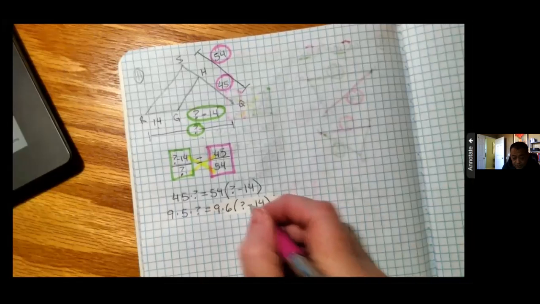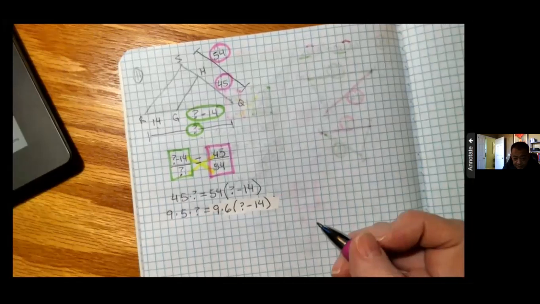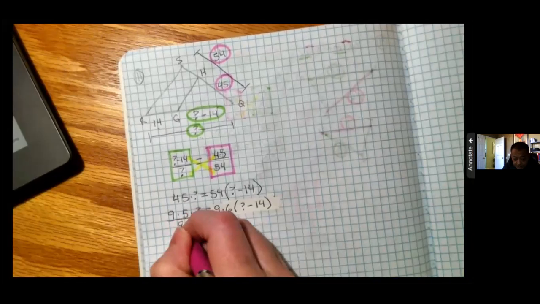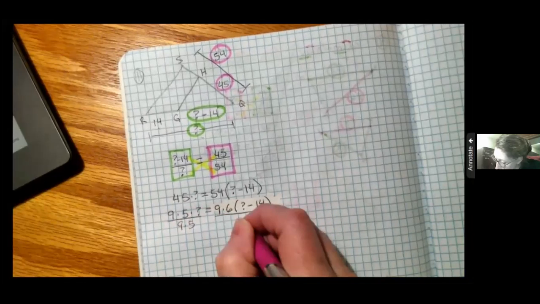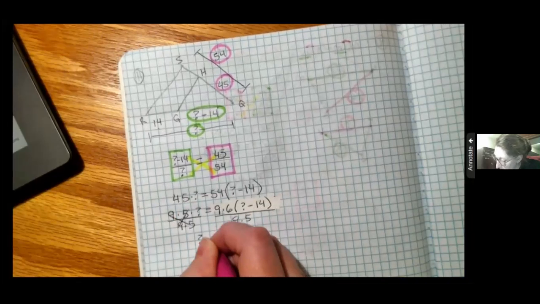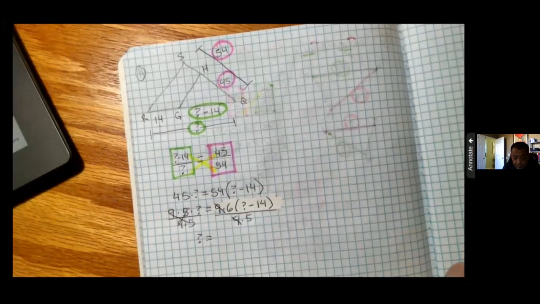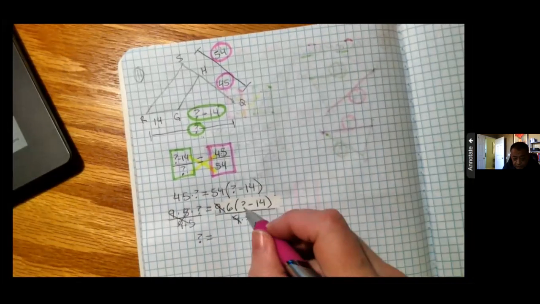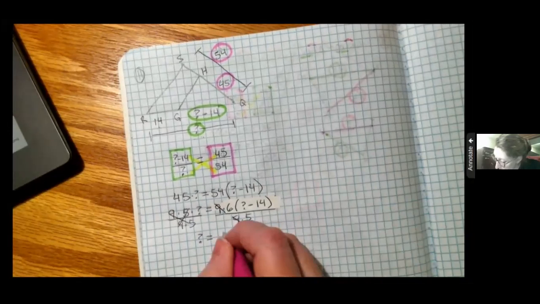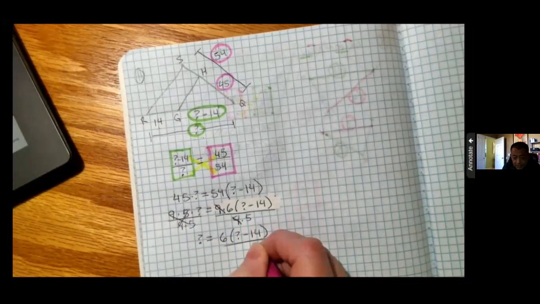When you factor the... Did I write these wrong? No, I didn't write these wrong. Divide both sides by 9, put 9 multiplied by 5. So that's gone. Question mark by itself. That's what I want. So the 9 is gone, right? So you have 6 parentheses question mark minus 14. Right. So let's simplify that. That's what I have left over.